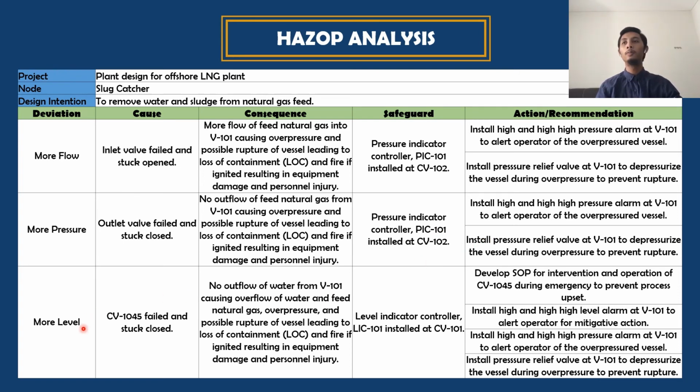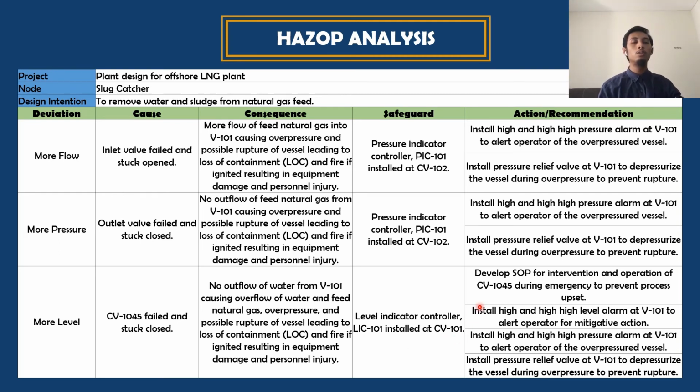So for the more level deviation, the cause will be CV1045. This is the valve for the water outlet, failing and staying closed. So when there is no outflow of water, the level in the slug catcher will be high. So it will lead to overpressure, possible rupture, and LOC. The safeguard that we have is the level indicator controller.